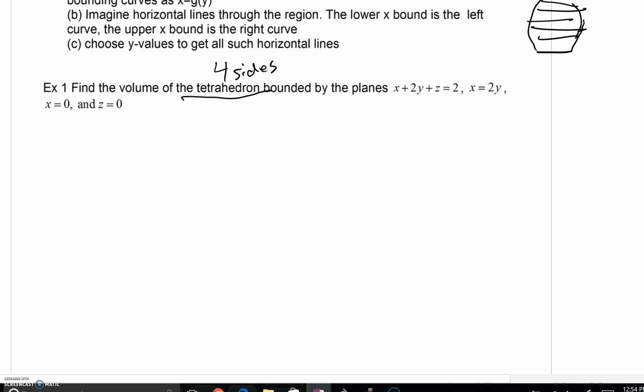We've got x plus 2y plus z equals 2, x equals 2y, x equals 0, z equals 0. And as we wrestle with this, you can begin to think, maybe I'll just start trying to graph out what's happening in regard to just the xy plane. Yesterday, we repeatedly went there.